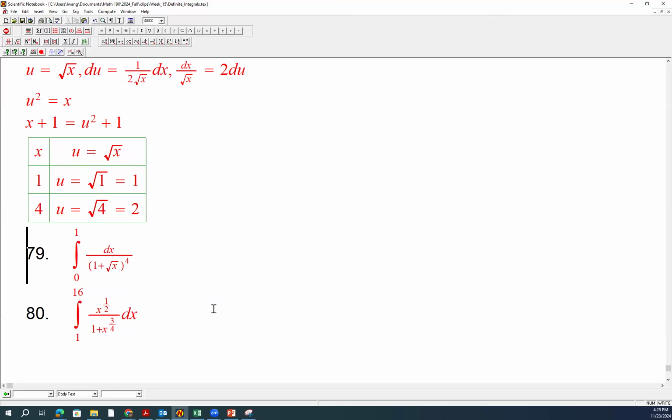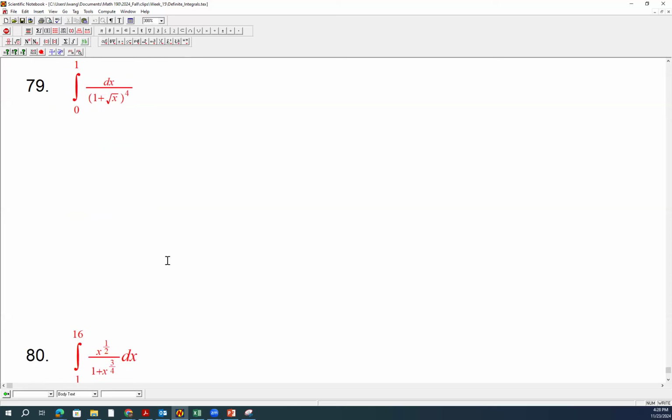Two more. These two questions are a bit more challenging. Actually, before I got on this recording, I had to figure out how to do it. So now let's look at the first case. It seems that we should introduce 1 plus root x as our u. That seemed to be the most obvious choice.